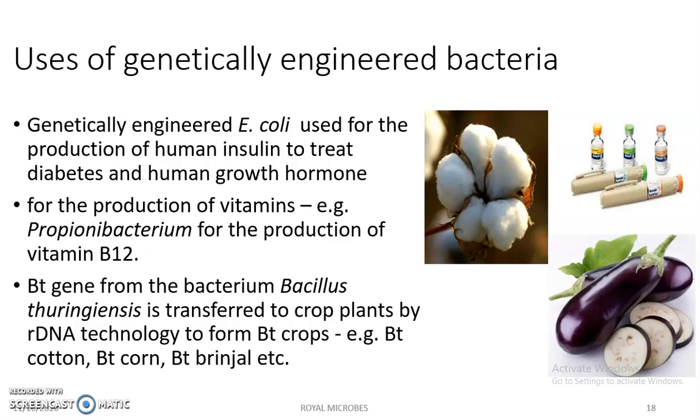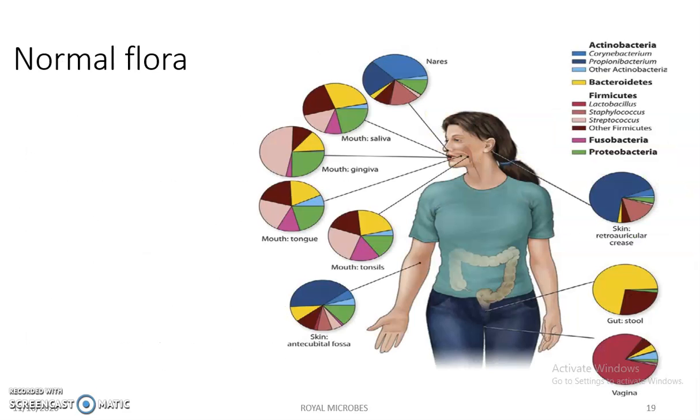Then another important example is that we can produce some resistant crops. For example, BT cotton, BT corn and BT brinjal can be produced using recombinant DNA technology. The BT gene from the bacterium Bacillus thuringiensis is transferred to the crop by recombinant DNA technology so that we will get BT crops. And these are pest resistant crops.